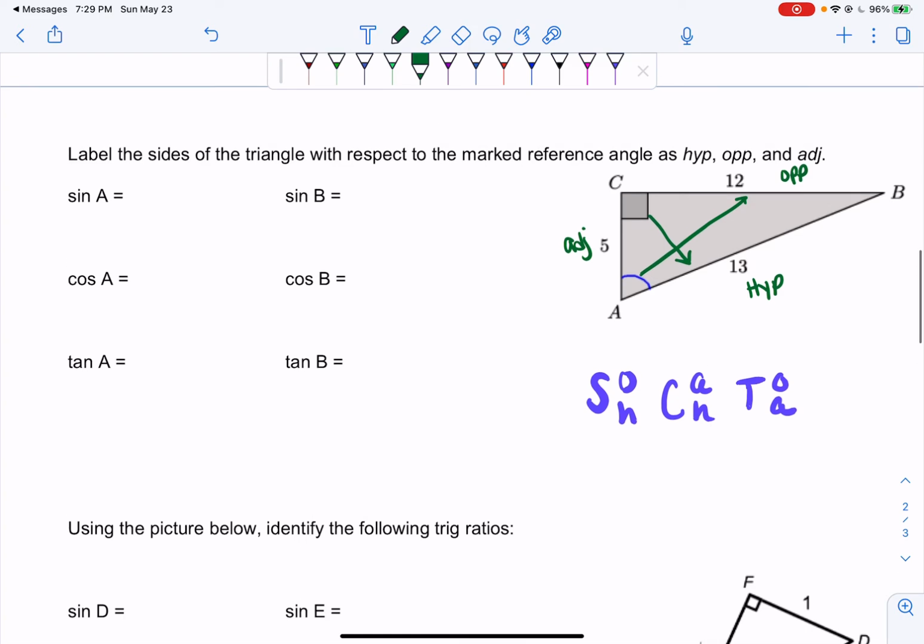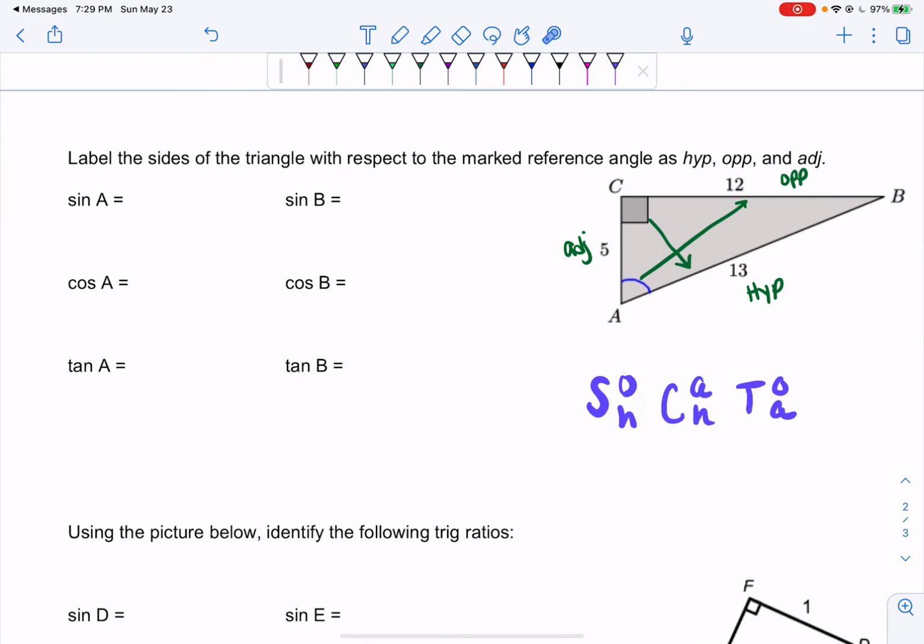So we know sine of A is opposite over hypotenuse. In this case, our opposite is 12 and our hypotenuse is 13. So we can say sine of A is 12 over 13.